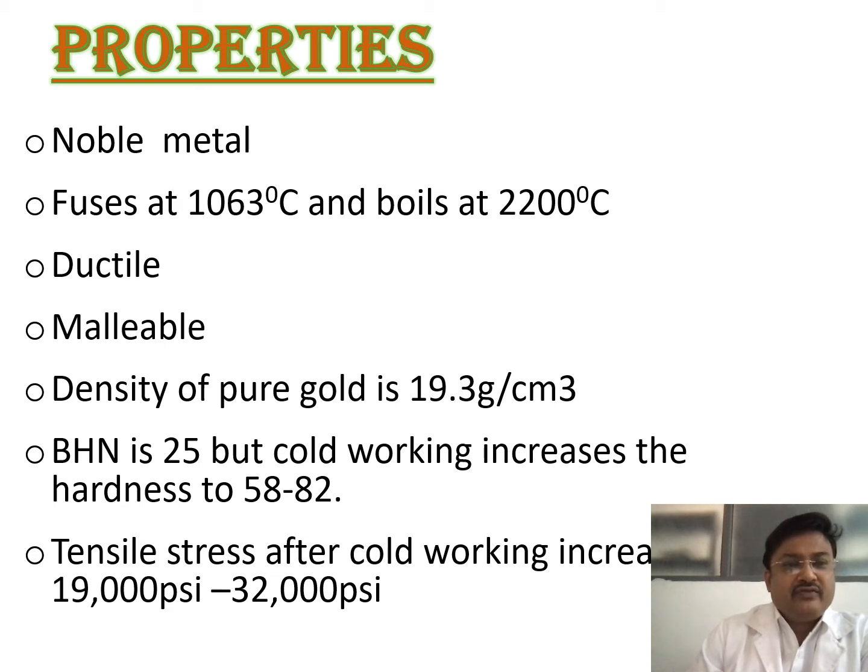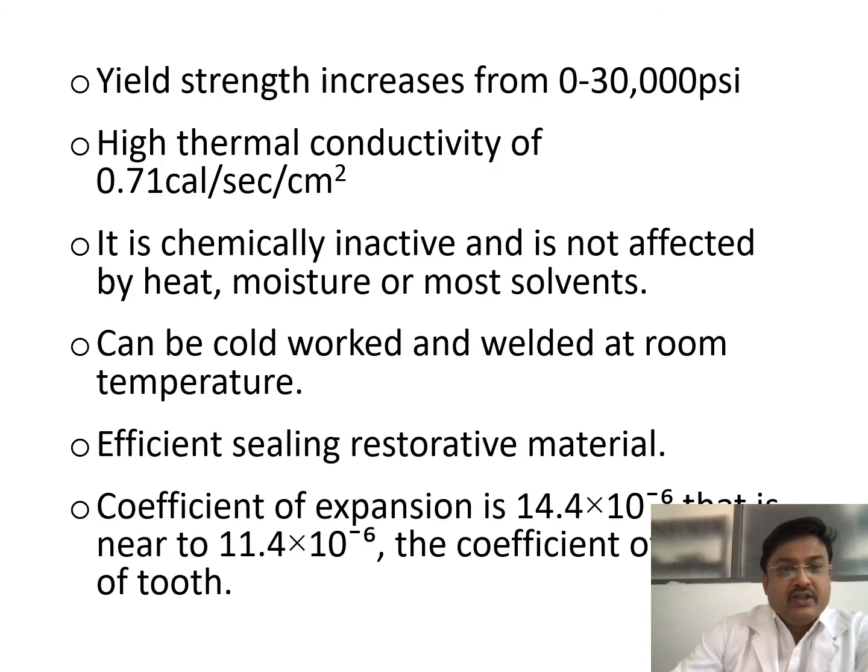Properties. It's a noble metal. It fuses at 1063 degrees centigrade and boils at 2200 degrees centigrade. It is ductile, it is malleable. The density of pure gold is 19.3 grams per centimeter cube. The Brinell hardness number is 25, but cold working increases the hardness to 58 to 82. The tensile stress after cold working increases to 19,000 psi to 32,000 psi. The yield strength increases from 0 to 30,000 psi.